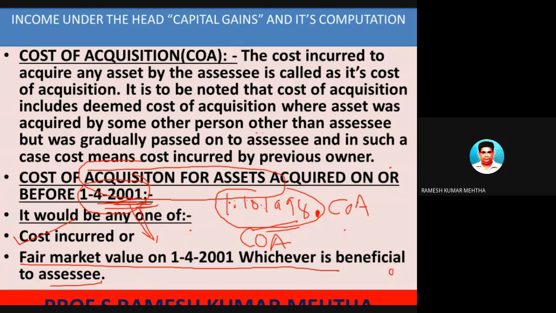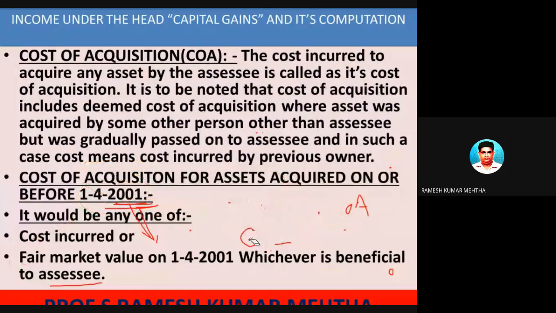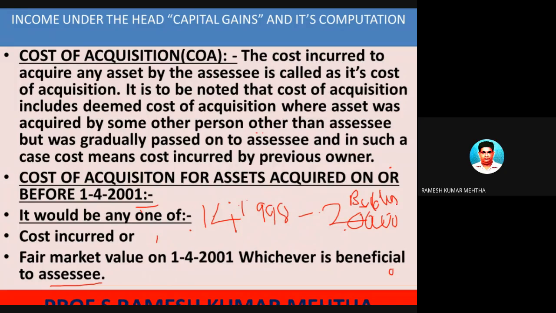Now, I will explain what is the meaning of this particular sentence. Cost incurred. For example, in this case, if an asset is purchased on 1/4/1998, for example, a 2 lakh rupees asset, and the capital asset is a building. Now, as the asset is purchased before 1/4/2001, the cost of acquisition by Mr. X is 2 lakh rupees.